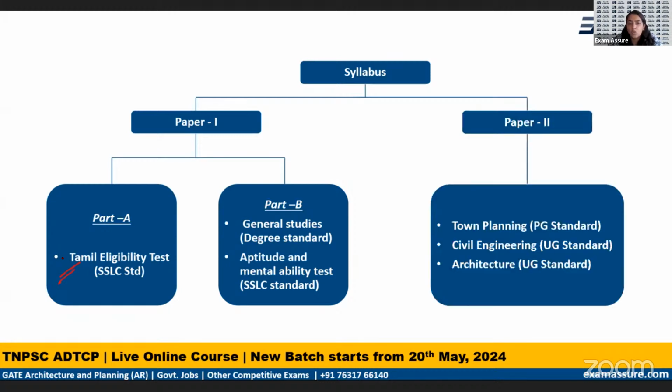And in paper 2, this is your technical paper where you will be asked questions related to town planning, civil engineering, and architecture for this post. Under town planning, the level of difficulty of questions will be that of a postgraduate level. And for civil engineering and architecture, the level of difficulty would be that of your graduation level.